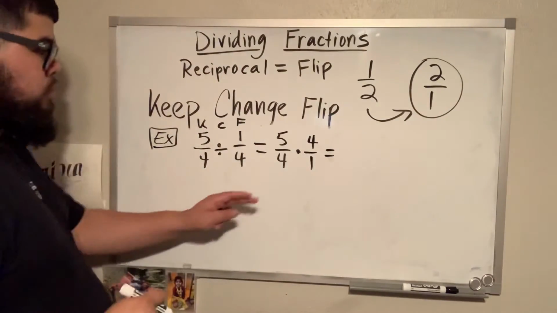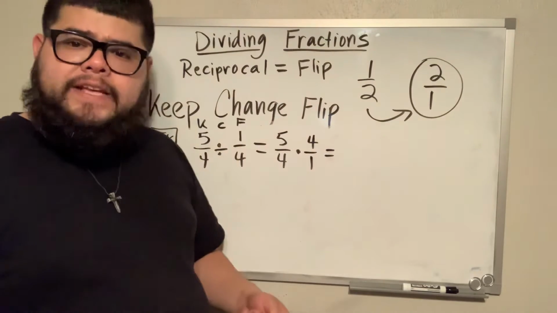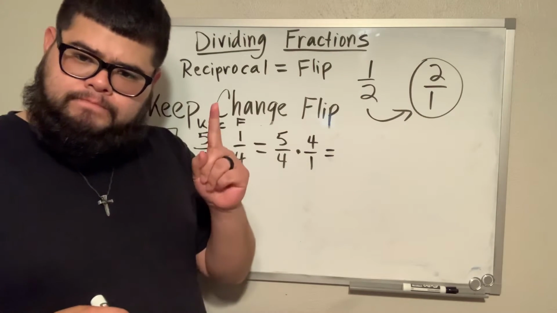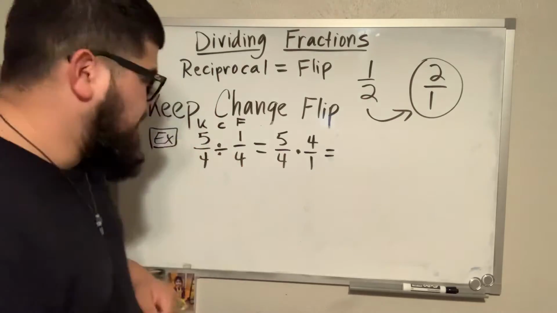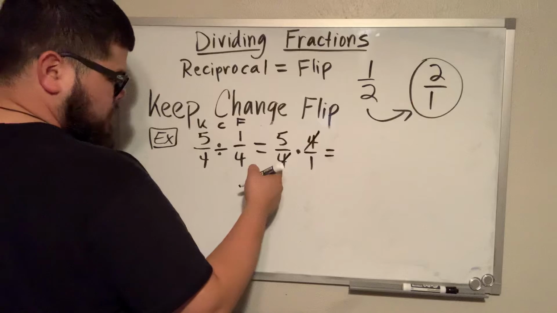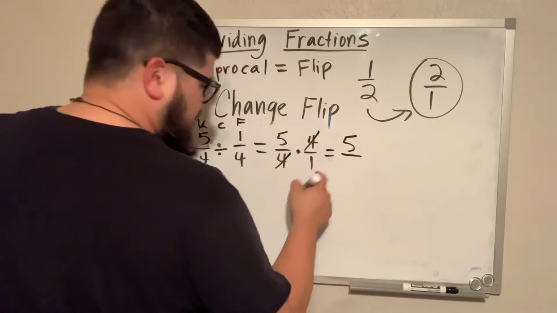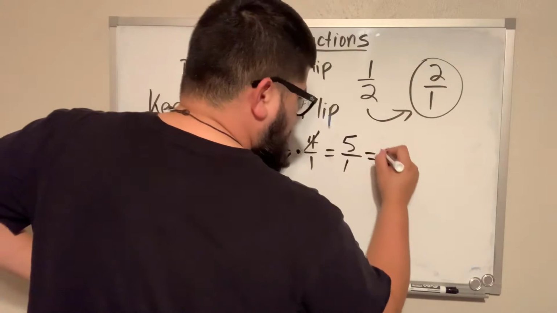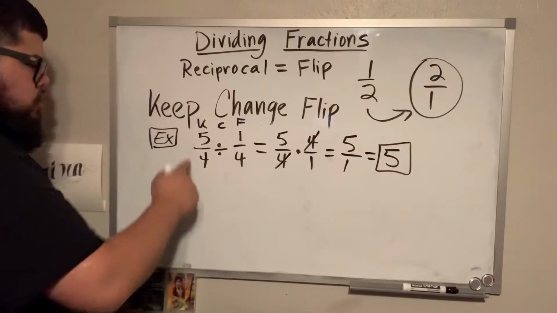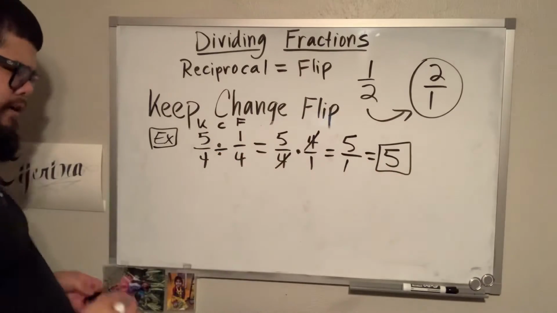Now, remember, our canceling idea. Right? What is 4 divided by 4? 1, right? And so 4 divided by 4 will make this 1. What's left in our numerators? Just 5. What's left in our denominator? Just 1. 5 over 1 we know is just 5. So 5 over 4 divided by 1 over 4 is equal to 5. That's example 2.